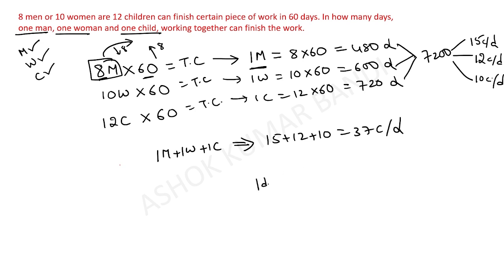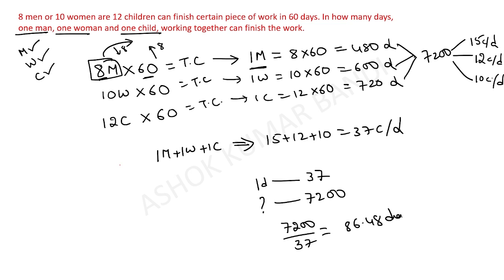So in one day, if they can finish 37 chocolates, to finish the entire work, which is 7,200 chocolates, how long are they going to take? This is going to be 7,200 by 37. If you have the answer in terms of a fraction, leave it like this, otherwise simplify. 7,200 by 37, you are going to get 86.48 days. So this is going to be your final answer. I hope you are clear with this method. I will just repeat one time, then we will wind up the video.